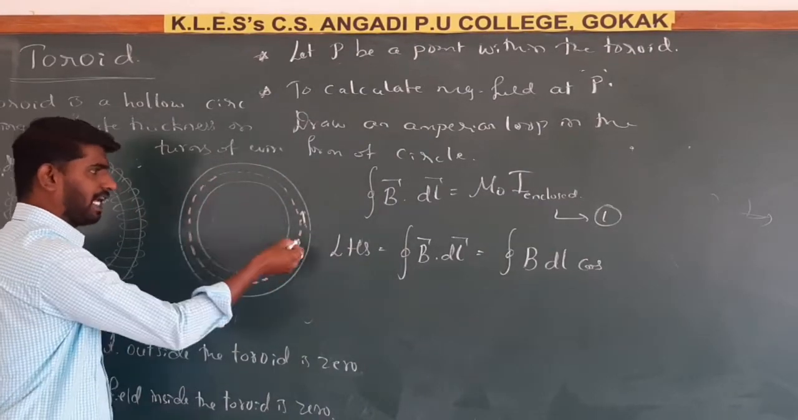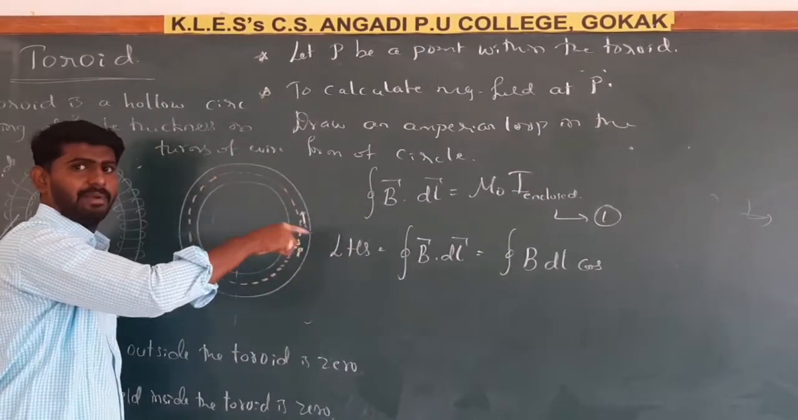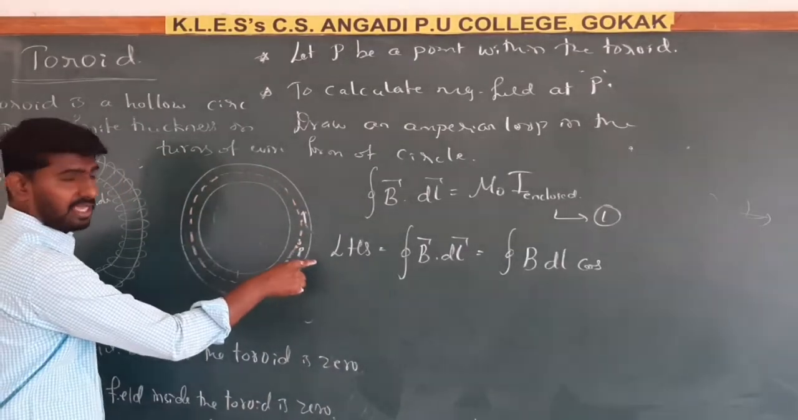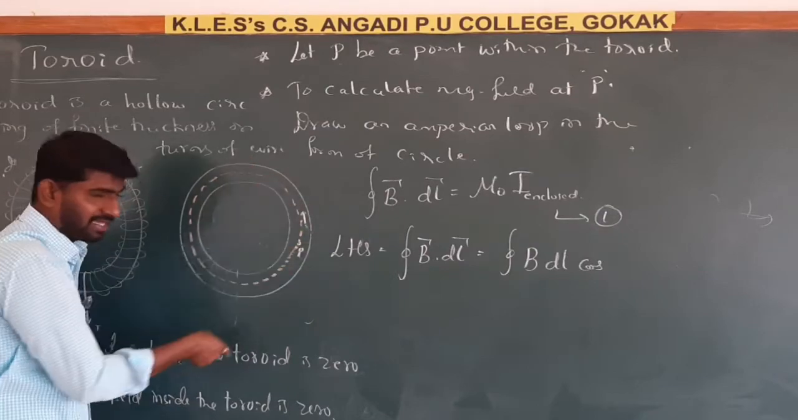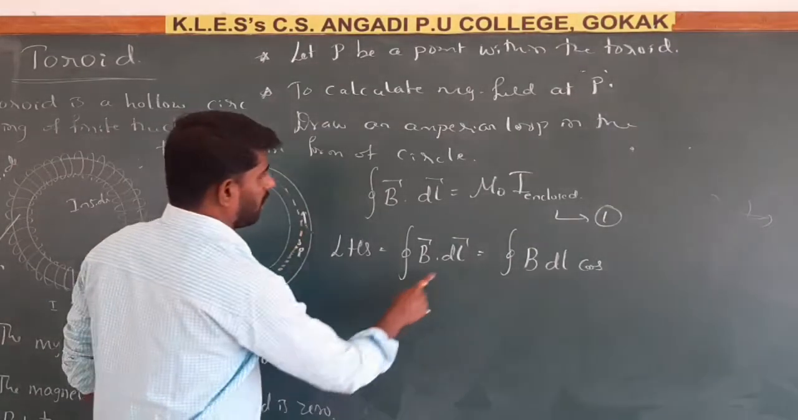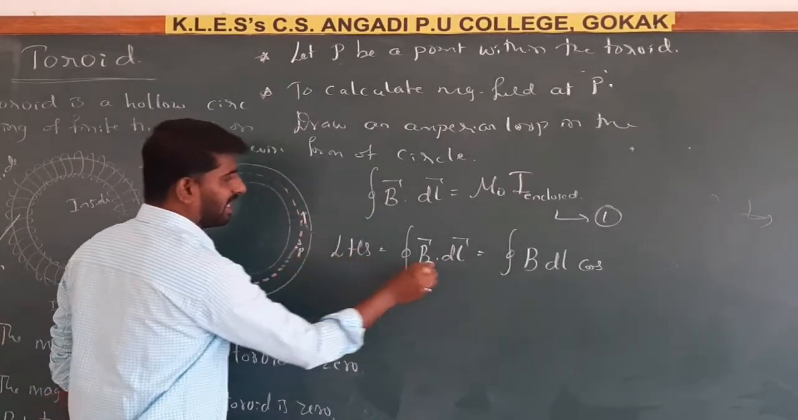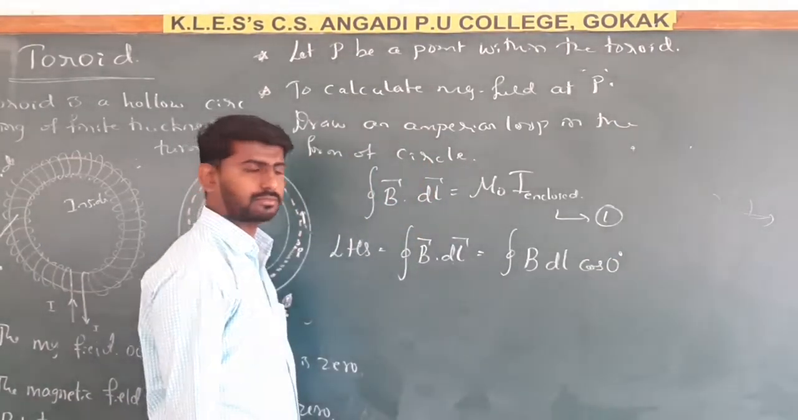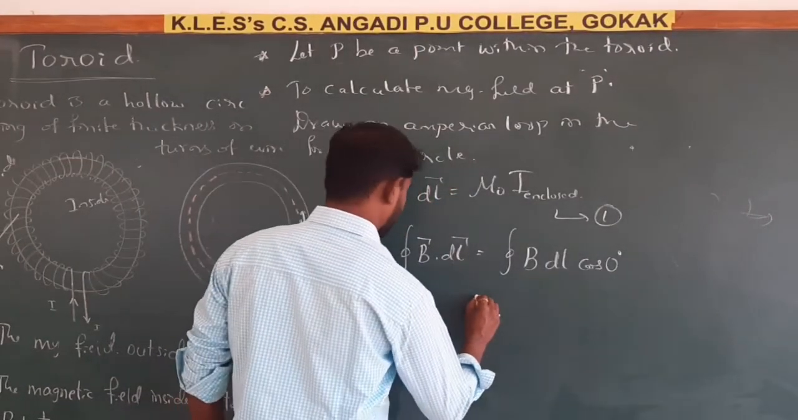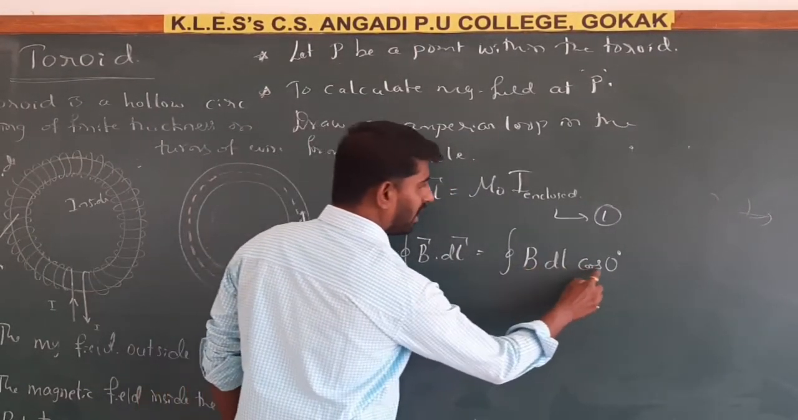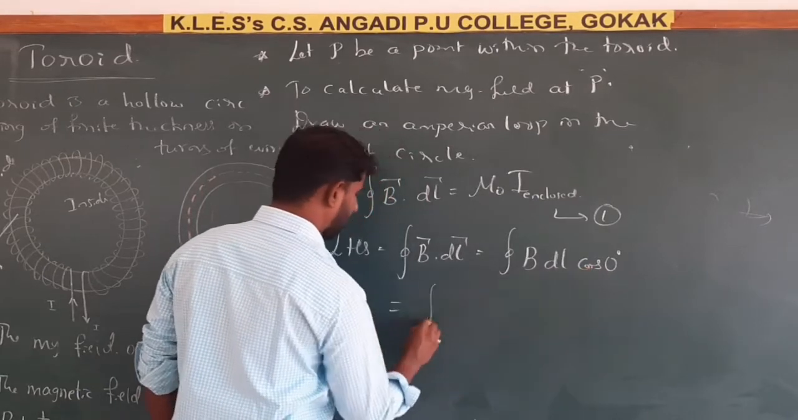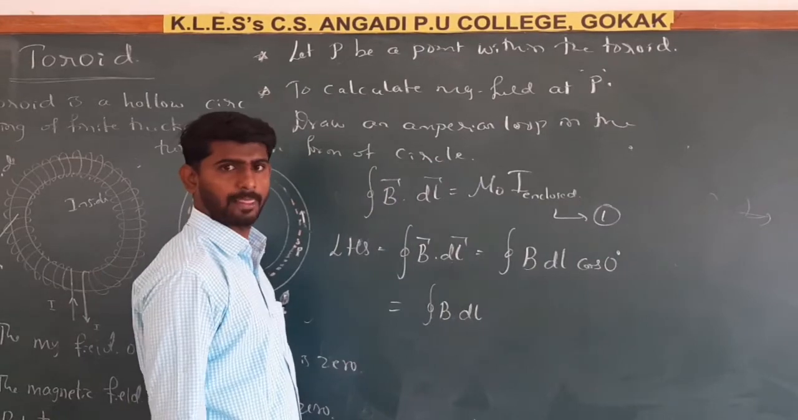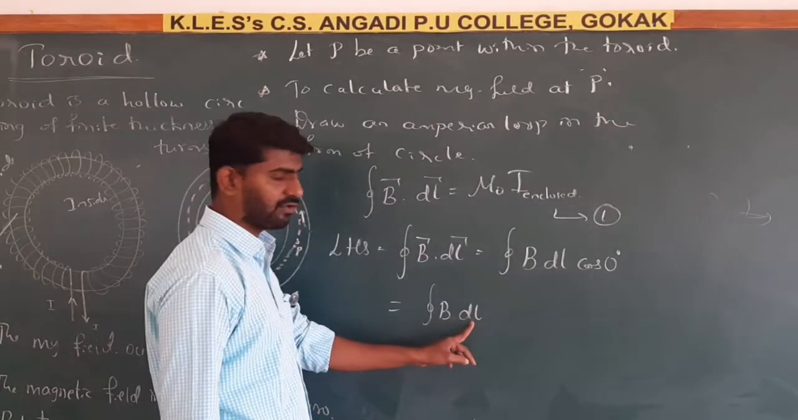The magnetic field is along the axis. It may be in one direction or the other, depending on the direction of current. Somehow the magnetic field direction and the dl direction are considered to be the same, so this becomes cos 0, which is one. So it is integration of B into dl, the magnitude of the field and the magnitude of dl.